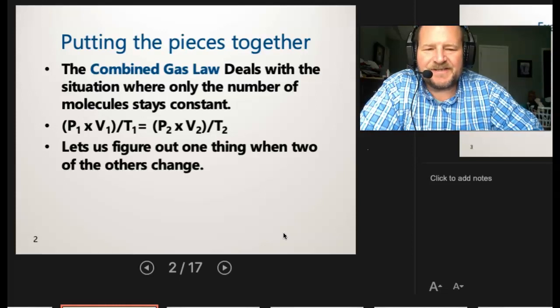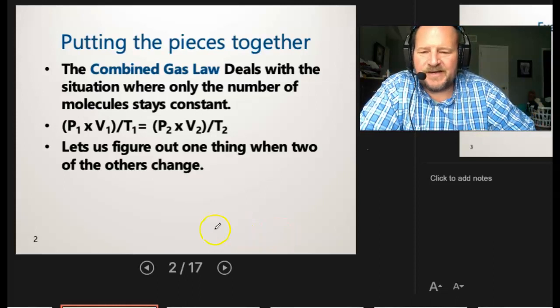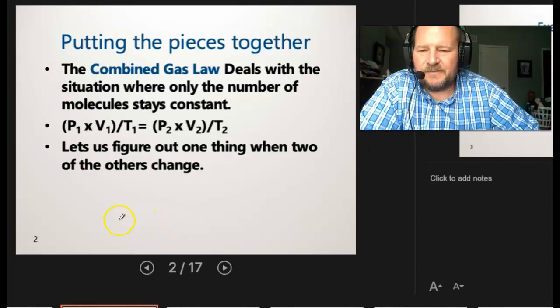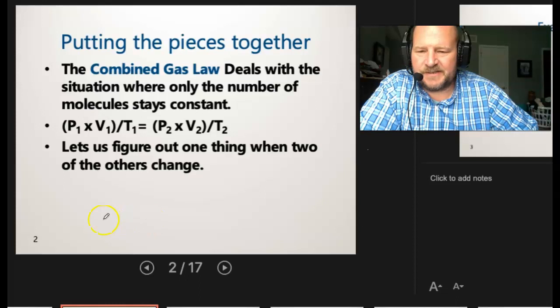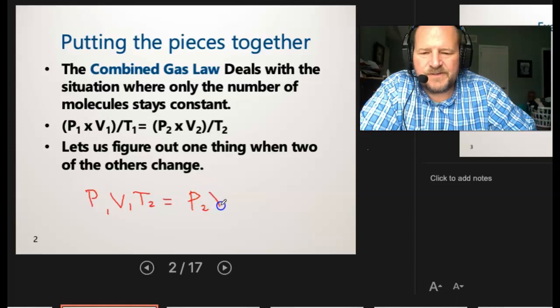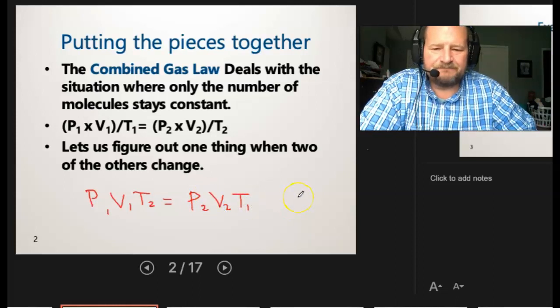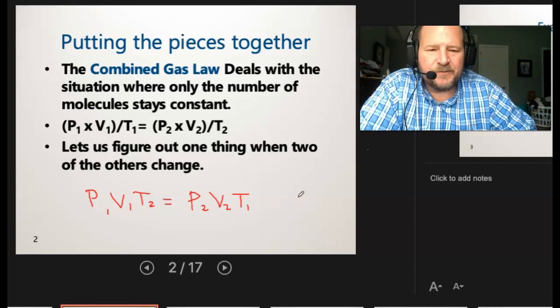This pretty much lets us figure out any changes that are made in the gas, as long as we hold one thing constant typically, right? So in this case, we'll be thinking that the mole, the amount of gas that's there, is what's going to be the constant. We can rewrite this again. So we have P1 V1 T2 is equal to P2 V2 T1. That might be a little more useful. However, that's up to you, right? You can leave it as P1 V1 over T1 if you'd like.